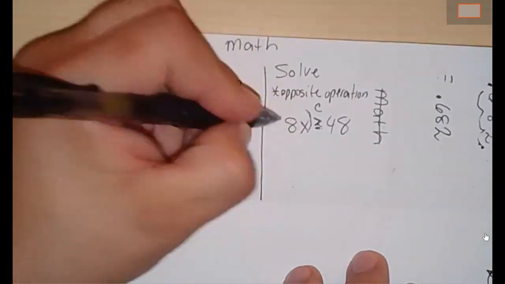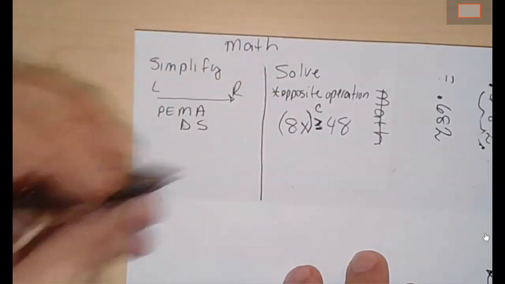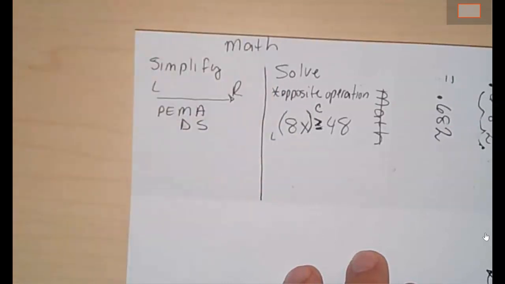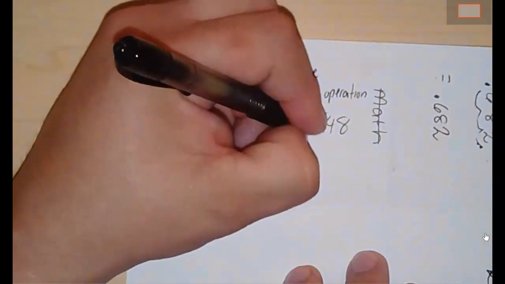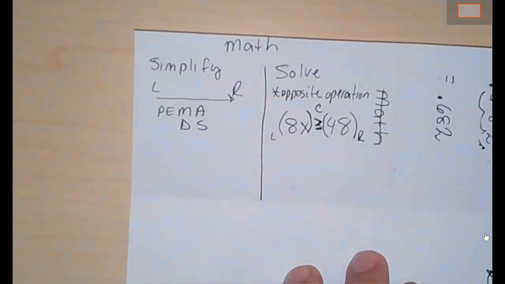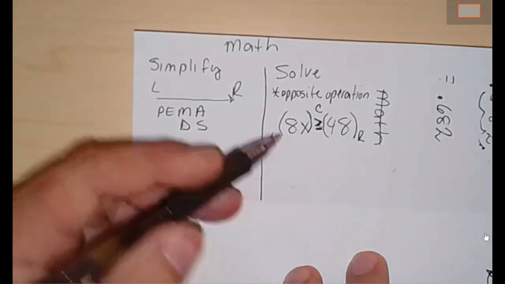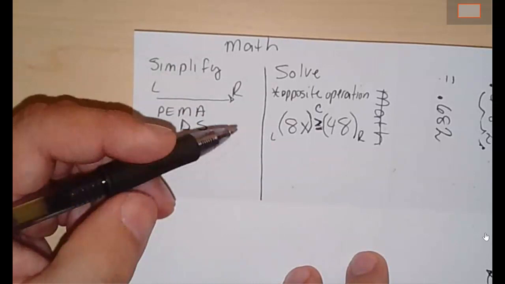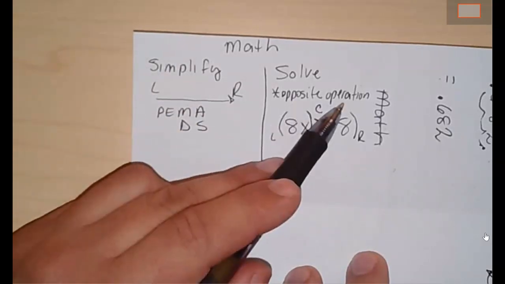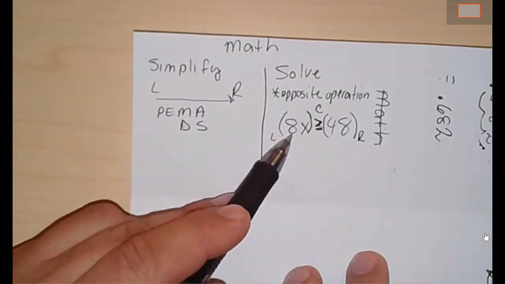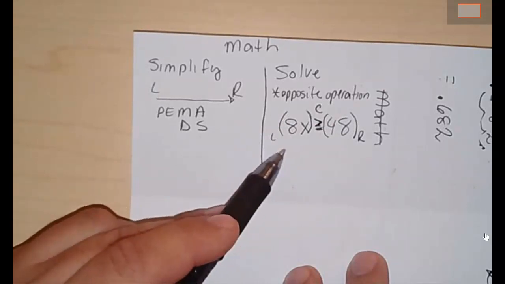So this is the left, and this is the right. Why? Because what you do to one side, you do to the other, kind of like with fractions. What you do to the top, you do to the bottom. So what is the opposite operation? Most of you see the 8, and some of you say, oh, the opposite of 8 is negative 8. So you subtract it.